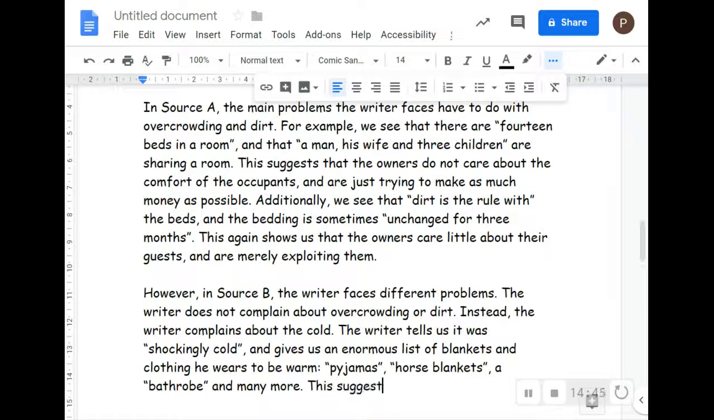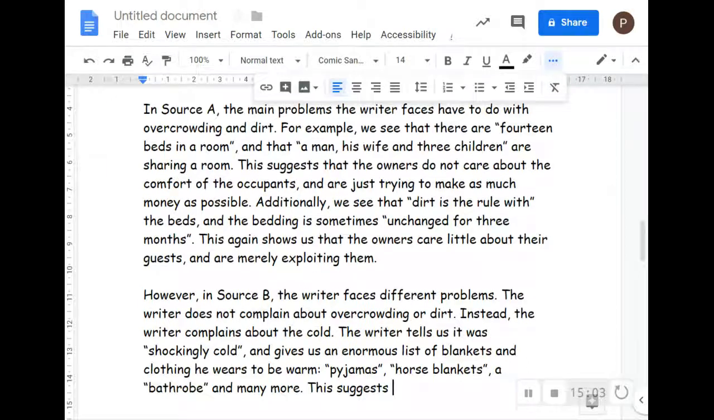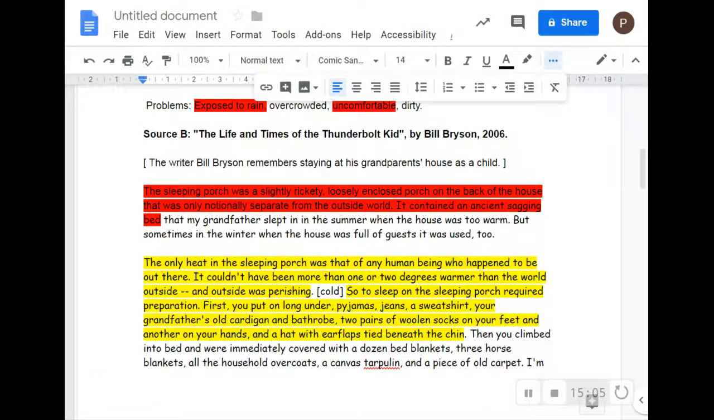This suggests, I want to think, say like this suggests it was really cold and he was freezing. But that's just simple and doesn't really show a good difference with my inferences here. Up here, I said it implies that the owners don't care about the comfort and are exploiting him. But here, the owners, the grandparents, well, it looks like they're doing their best by him, like they really are trying.